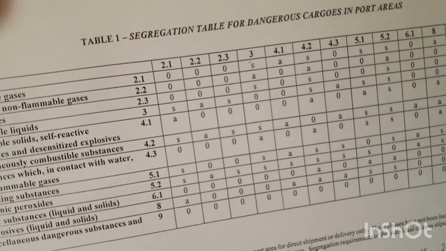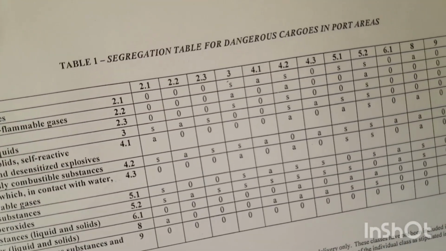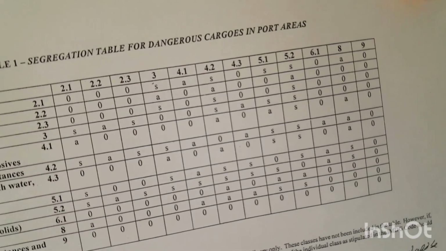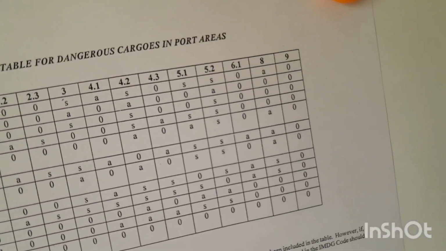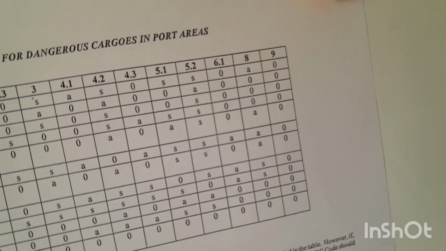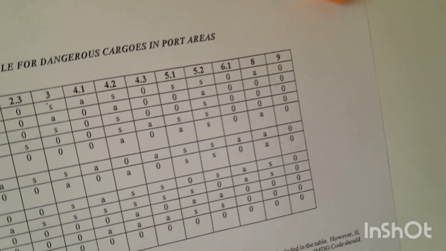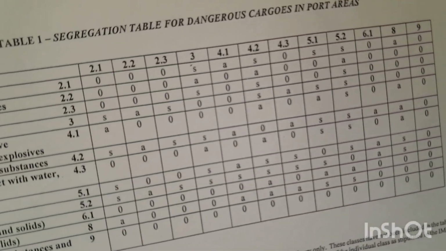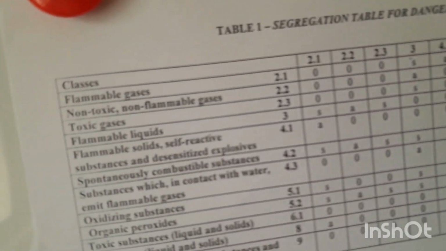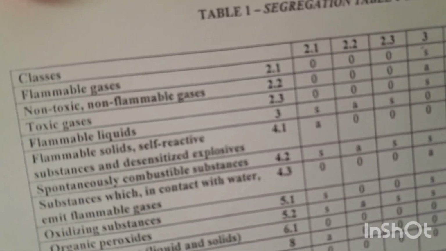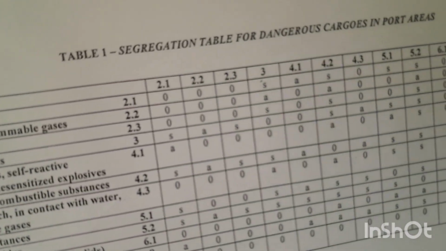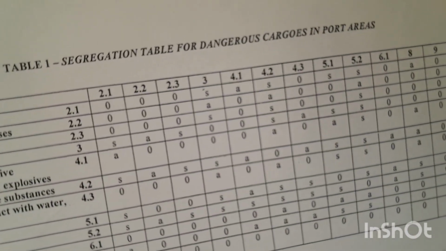On the right side, if you see, it is again the same thing: 2.1, 2.2, 2.3, 3, 4.1, 4.2, 4.3, 5.1, 5.2, 6.1, 8 and 9. Now let us look at compatibility. What is compatible, what is not compatible? The first one you see on the left side is flammable gases 2.1, on the vertical matrix 2.1.